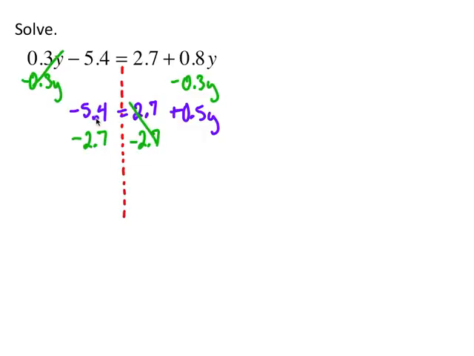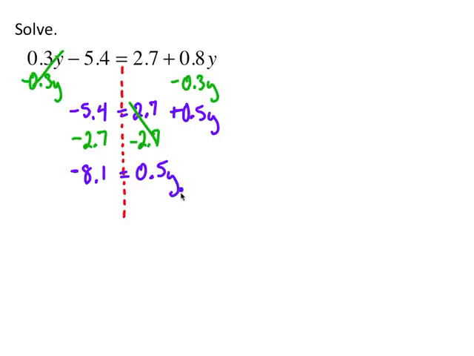Okay, now, since both of these are negative, we're actually adding these two terms. And so this ends up being negative 8.1, equals, and over here we have 0.5y. Okay, one last thing to do.